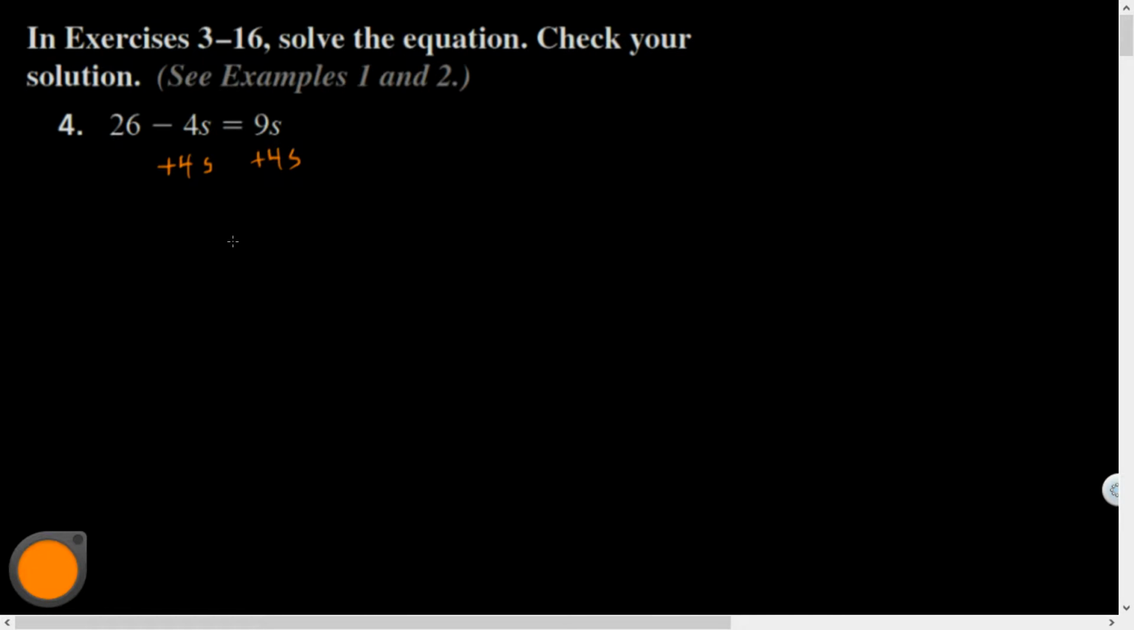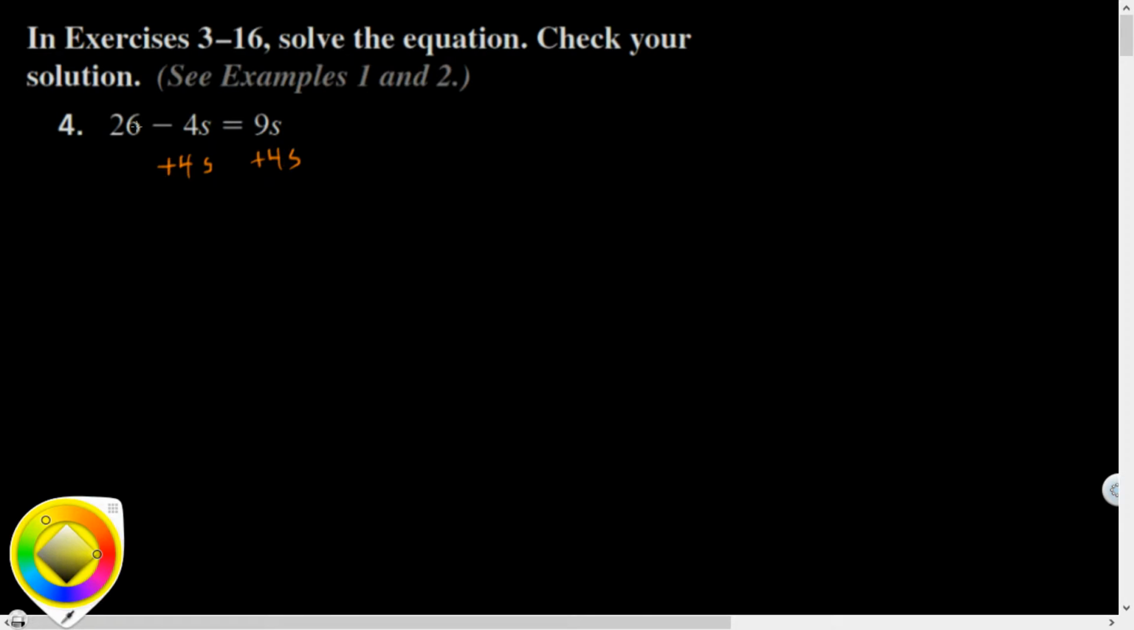So I always suggest to move the little guy to the big guy. So I'm going to add 4s to both sides. And when I say that, I mean both sides of the equal sign. I only write this plus 4s underneath a like term, right? These are all s's. So don't write plus 4s under the 26. Those are not like terms. That won't work out for you.